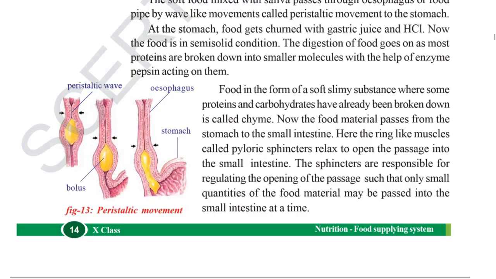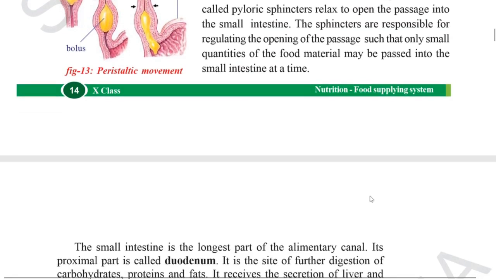and passes through the small intestine. The sphincters are responsible for regulating the opening of the passage such that only a small quantity of food material may be passed into the small intestine at a time.